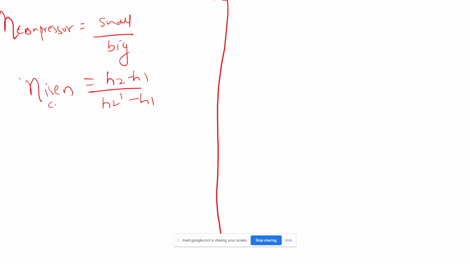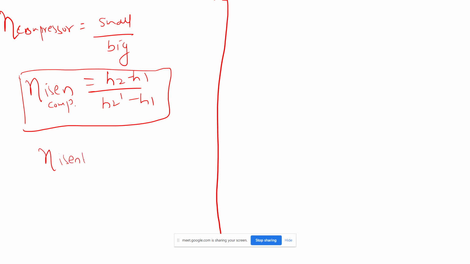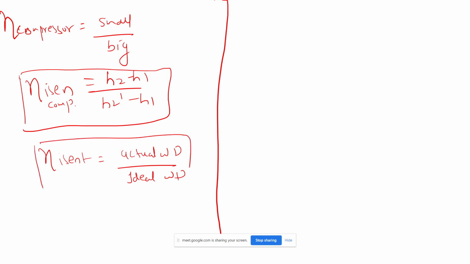I have tried to explain this to you in the simplest possible way, because sometimes it becomes really confusing in case of compressor and in case of turbine. In actual case, isentropic efficiency definition tells that it is the ratio of the actual work done upon the ideal work done. But in case of turbine, the definition sometimes becomes confusing, that's why I have tried to explain in terms of small and big.